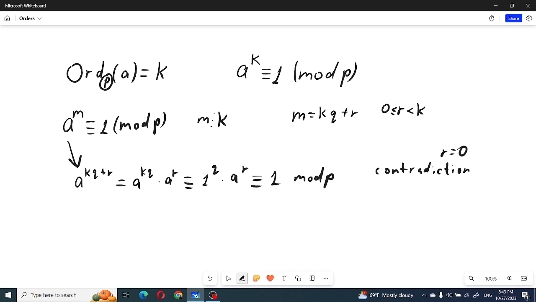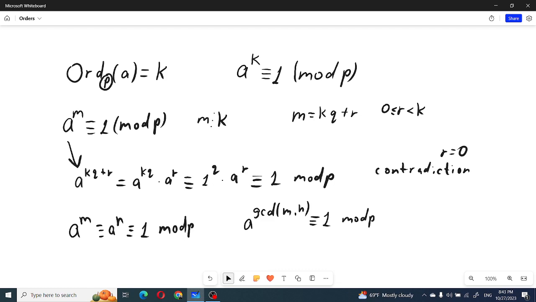Next, a very important characteristic is that if we are given two numbers such that a to the m equals a to the n equals 1 mod p, then we can see that a to the GCD of m and n must also be 1 mod p.